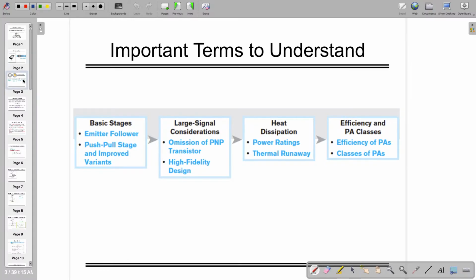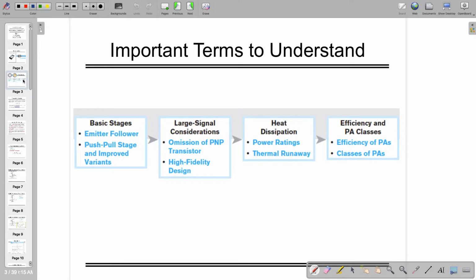There are a few terms which have to be understood over here, like the basic stages which we are going to follow. It might be the emitter follower, push-pull stages and its improved variants. Our study is limited to just a few things, as this is not a course on power amplifiers. If you like this topic and want to further expertise on such things, then you need to study some course called RFIC design, where the power amplifier is a separate module, and people generally have to spend lots of time on understanding that.